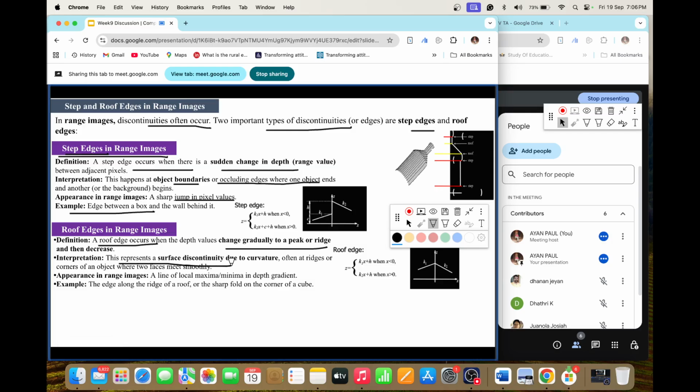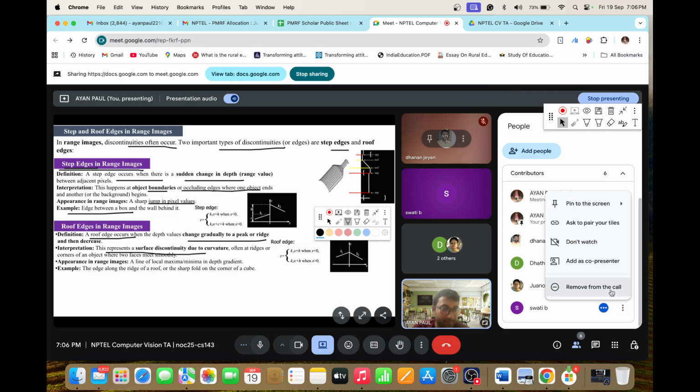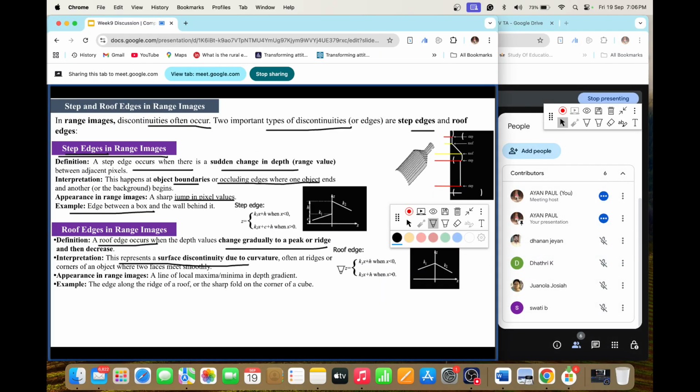Interpretation of this: surface discontinuity due to curvature, often at ridges or corners of an object where two faces meet. Appearance in a range image: a line of local maxima or minima in the depth gradient. An example: the edge along the ridge of a roof, or the sharp fold on the corner of a cube. So that is a roof edge.